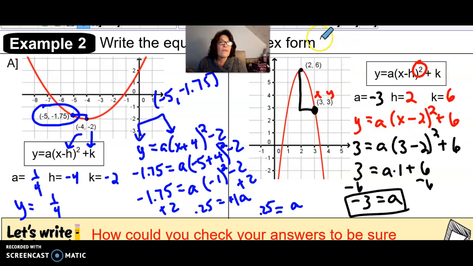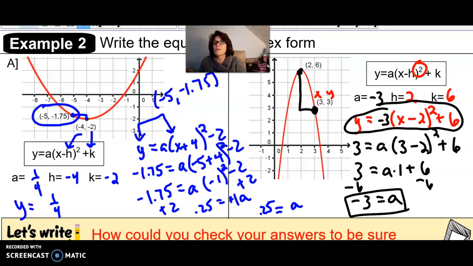All right, so my final answer is y equals negative 3 times (x minus 2) squared plus 6. And again, the a is going to be the hardest part. You're going to see the vertex and you'll be fine, but the a is tough. We'll practice that. You have practice with your homework.